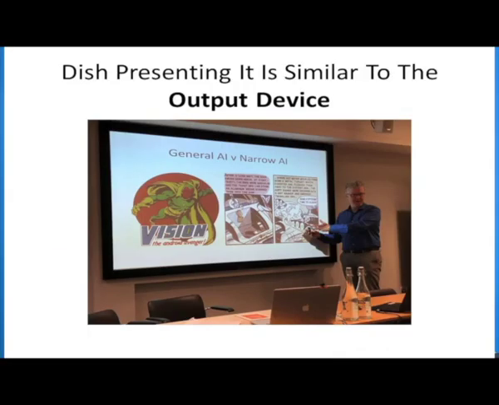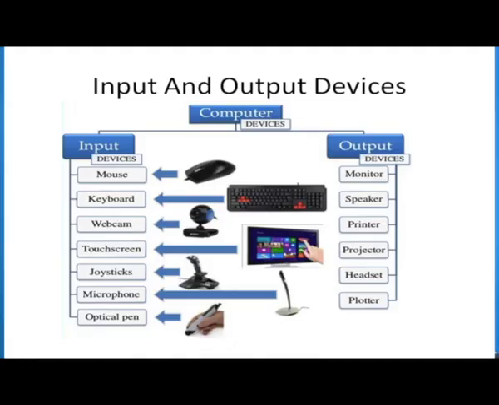The dish presenting is similar to the output device. Thus, the waiter is the input device, the order is the input, the master chef is the CPU, the dish is the output. Finally, the dish presenting is the output device. Okay, now let us move on to the input and output devices. They are also referred to as I/O devices. What is an input and output device?